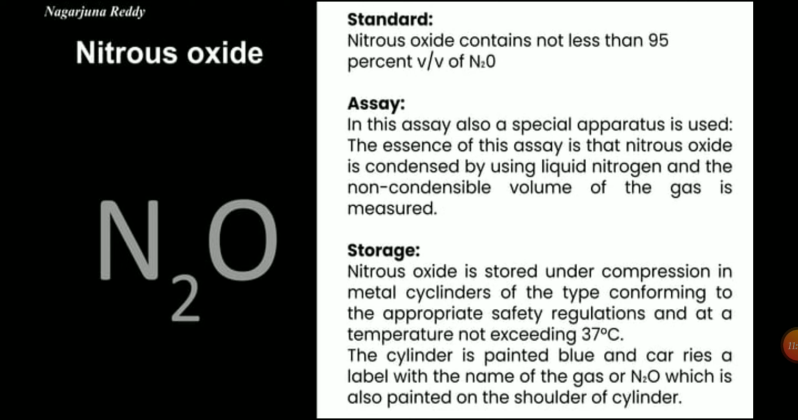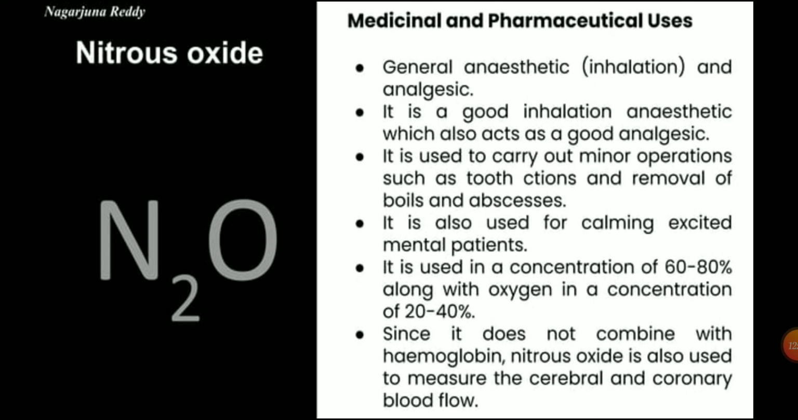Where we need to store this? Nitrous oxide is stored under compression in a metal cylinder of the type conforming to the appropriate safety regulations and at a temperature not exceeding 37 degrees Celsius. Okay, we keep it in a container, in a cylinder, with the appropriate safety regulations, and at not more than 37 degrees Celsius temperature. The cylinder is painted blue and carries a label. The cylinder is blue in color, with the name of the gas or N2O, that is nitrous oxide, also painted on the shoulder of the cylinder.